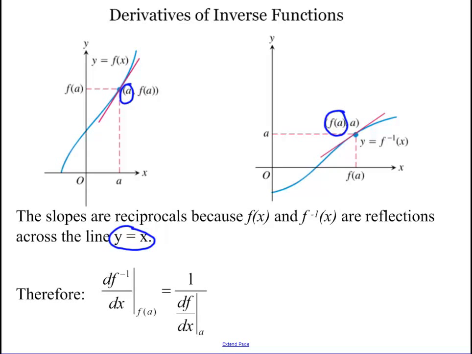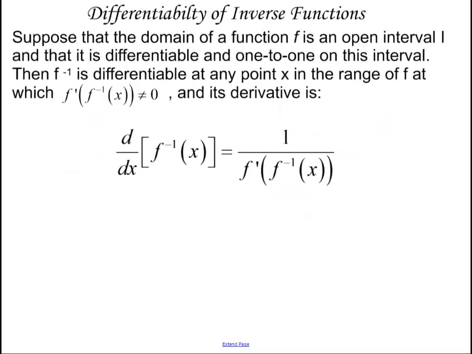Or put another way, and this kind of combines the two pieces of what we've been talking about. We have a function that is differentiable and 1-to-1 on this interval, and the inverse is also differentiable. And the derivative of the inverse is 1 over the derivative of the original function, evaluated at the y points of the original, or the x points of our inverse.